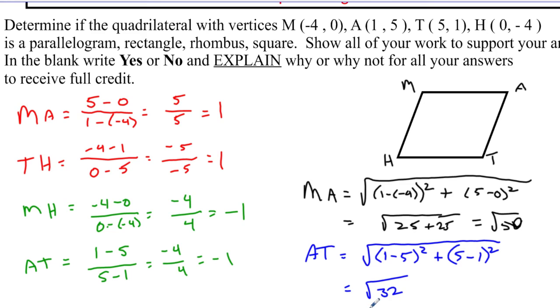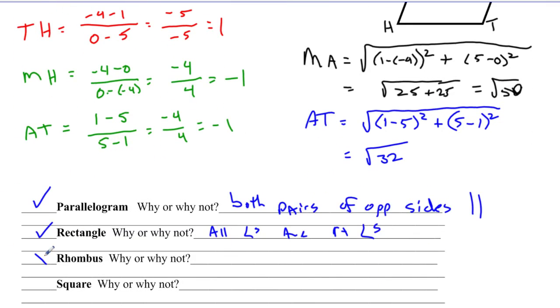So I'm going to look at these and say, MA is the square root of 50, AT is the square root of 32. That means that those sides are not equal to each other. And so I'm going to come down here and say, this is not a rhombus. And I know it's not a rhombus because all sides are not equal, or are not congruent.